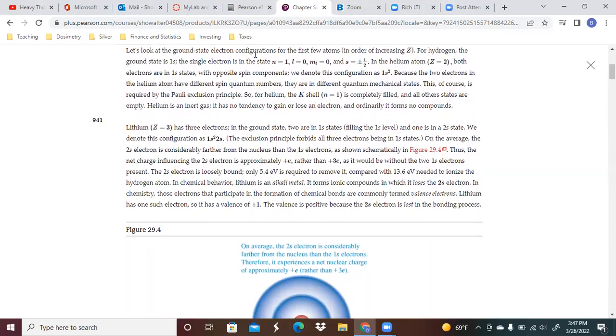So again, let's look at the ground state electron configurations for the first few atoms, in order of increasing Z. For hydrogen, the ground state is 1s. The single electron in the state is given by this set of quantum numbers. In the helium atom, both electrons are in the 1s state with opposite spin components. And we denote this configuration as 1s squared. Because the 2 electrons in the helium atom have different spin quantum numbers, they are in different quantum mechanical states. This, of course, is required by the Pauli exclusion principle.